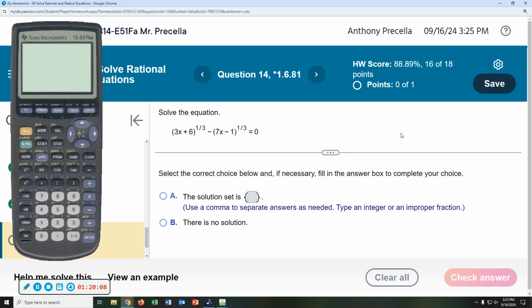So number 14, let me write that down. 3x to the 1/3 minus 7x minus 1 to the 1/3 equals 0. Did I miscopy it? No, that's it. Okay.